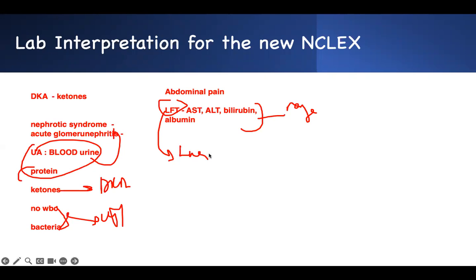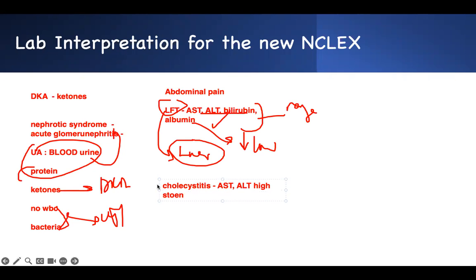So I'm looking: if the values are high, the patient has a liver issue, except albumin. If it's a liver problem, albumin will be low, but I expect AST, ALT, and bilirubin to be high. It's just telling you the patient has a liver problem. So when the patient has cholecystitis, I should expect AST, ALT to be high. That's all. It should not affect your albumin or bilirubin unless they have a stone in the common bile duct, or they have pancreatitis sometimes due to the stone.